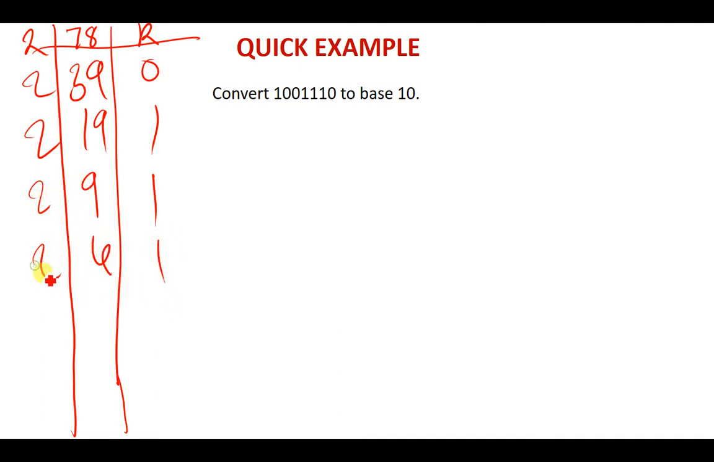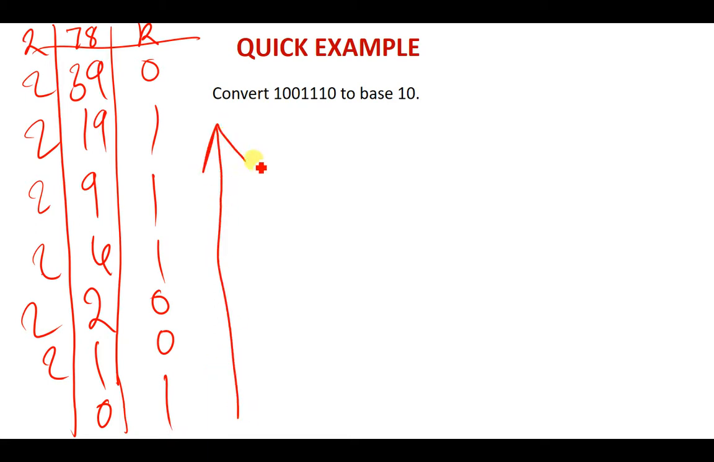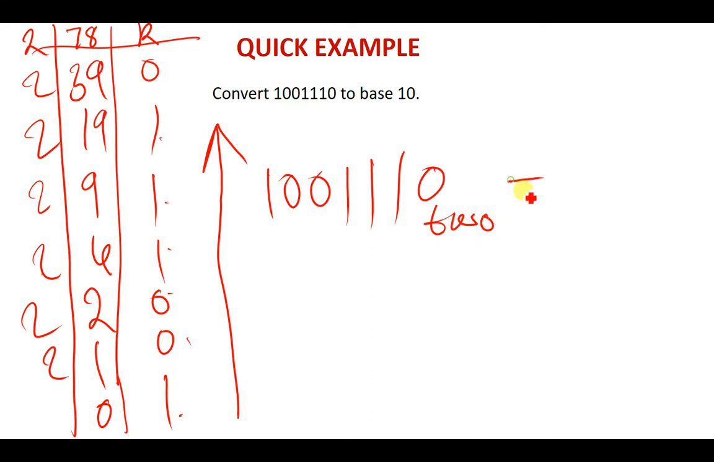We have 2 into 4, the answer is 2, remainder 0. 2 into 2, the answer is 1, remainder 0. 2 into 1, the answer is 0, remainder 1. So we copy these numbers starting from down going up. So we have the first number there is 1, second number is 0, third number is 0, fourth number is 1, fifth 1, sixth 1, and then the last number there is 0. So this is the number in base 2 equal to 78, which is in base 10.